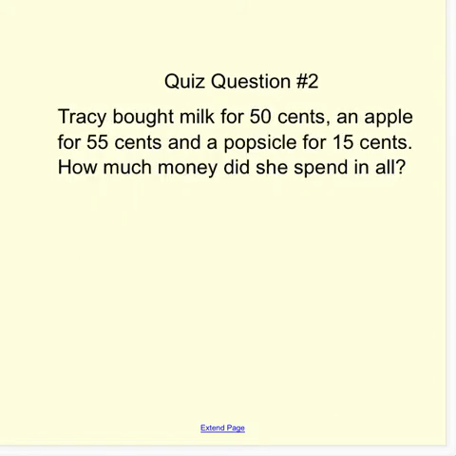Quiz question number 2. Tracy bought milk for 50 cents, an apple for 55 cents, and a popsicle for 15 cents. How much money did she spend in all?